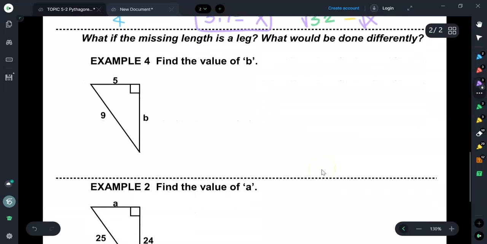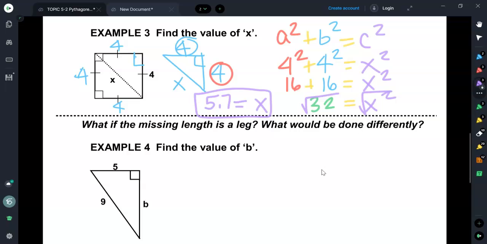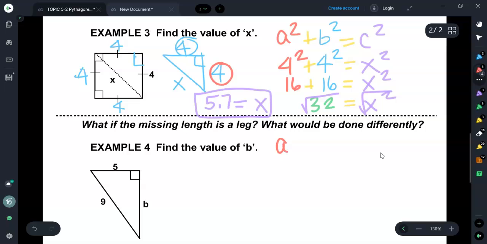In this video, we're going to look at what happens when you're not missing the hypotenuse, but one of the legs of the right triangle. We talked about the Pythagorean theorem, a squared plus b squared equals c squared, in the previous examples. Now in these examples, you're not going to be missing c, the biggest side. So the question is, how do you go about solving this?